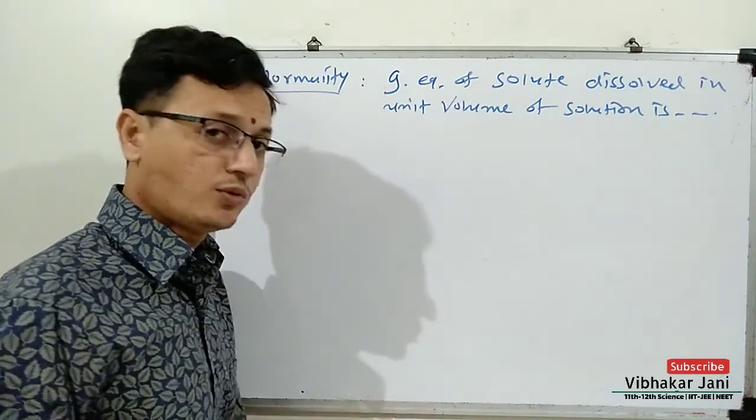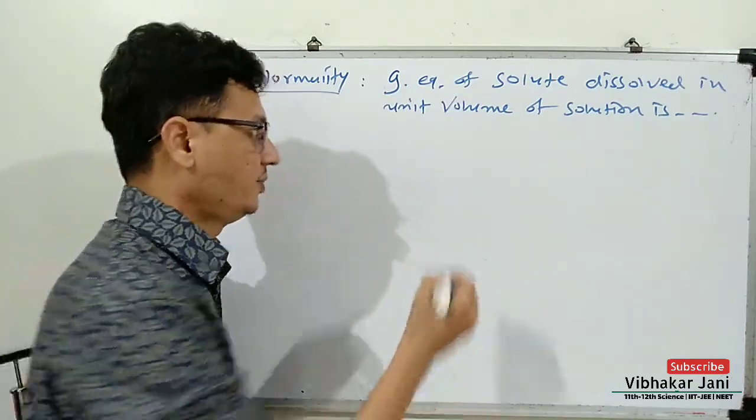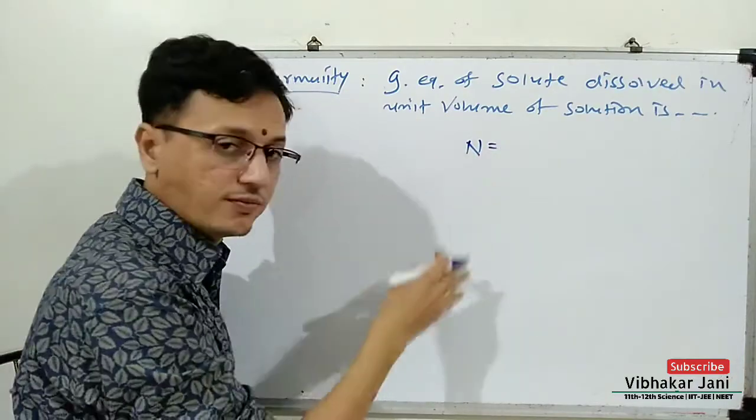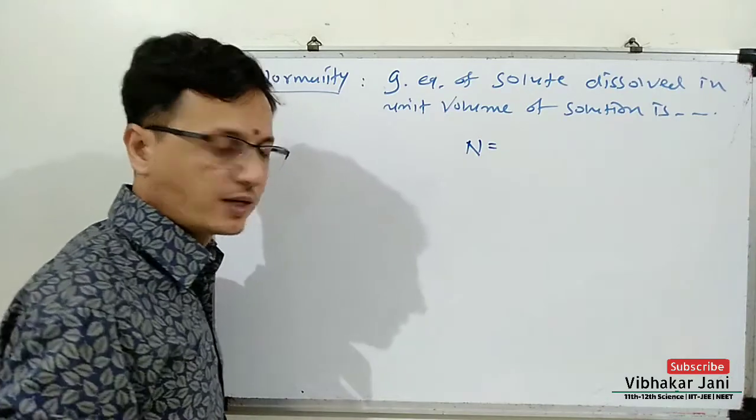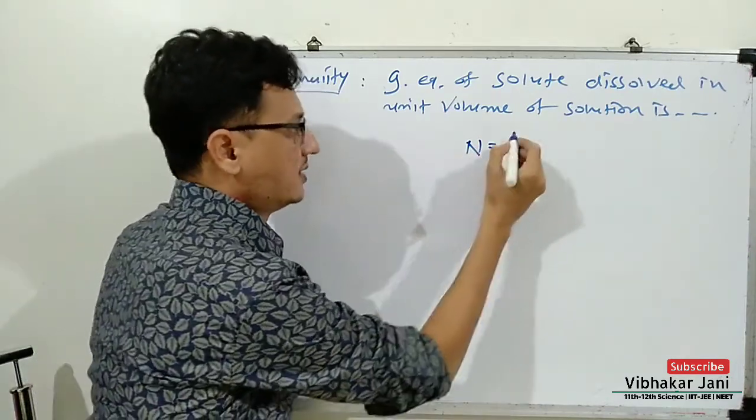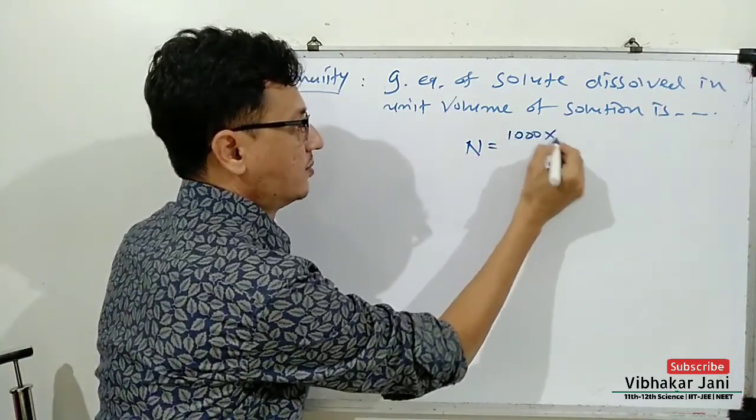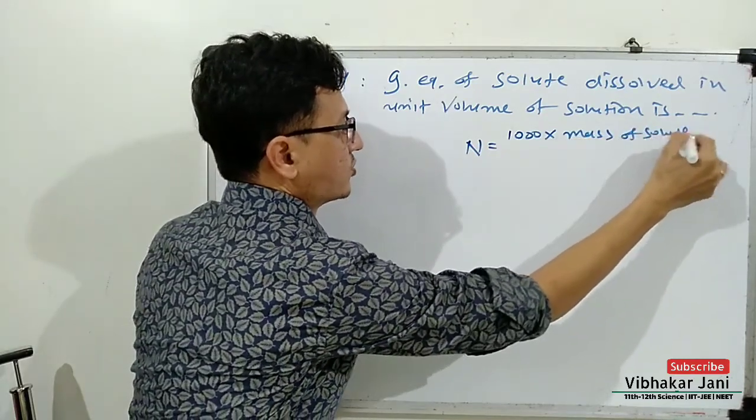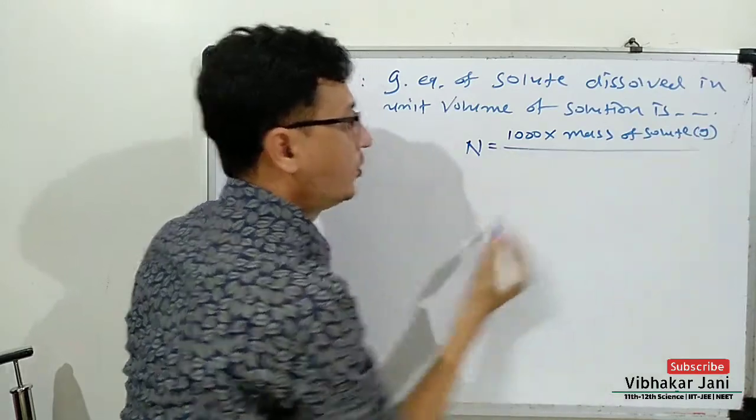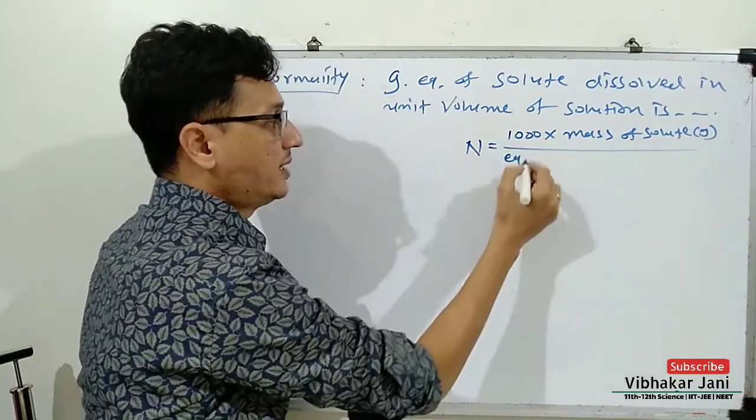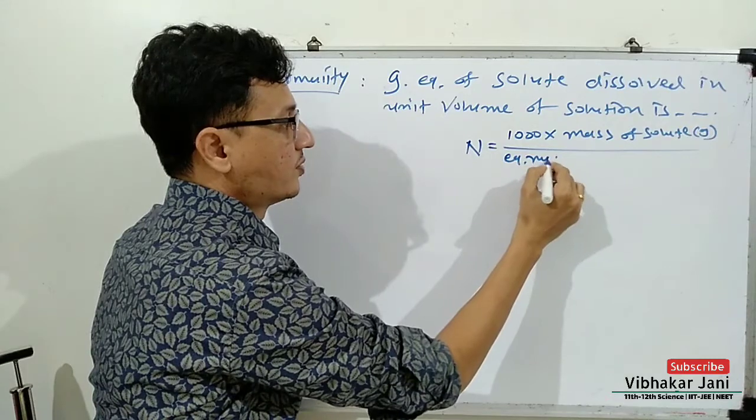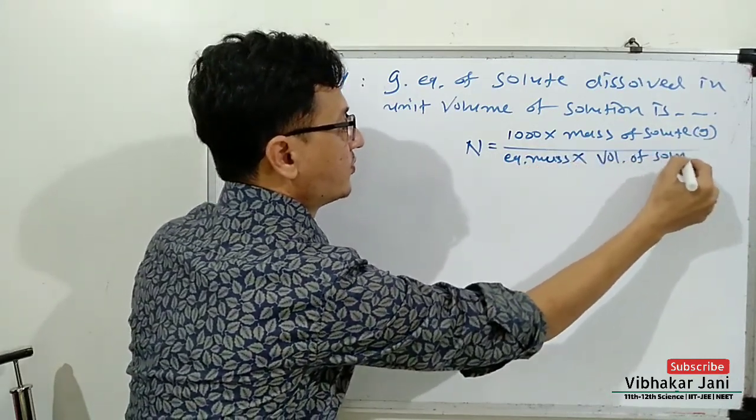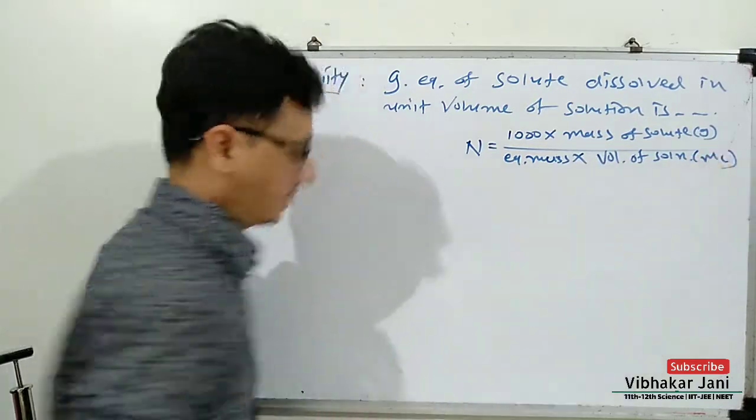Now if we make the formula for normality, then it will be like this. Normality is equal to, I am directly writing the formula which we are going to use in our numerical problems. So normality is equal to 1000 multiplied by mass of solute in gram upon, here I am going to write equivalent mass of solute multiplied by volume of solution in milliliter.